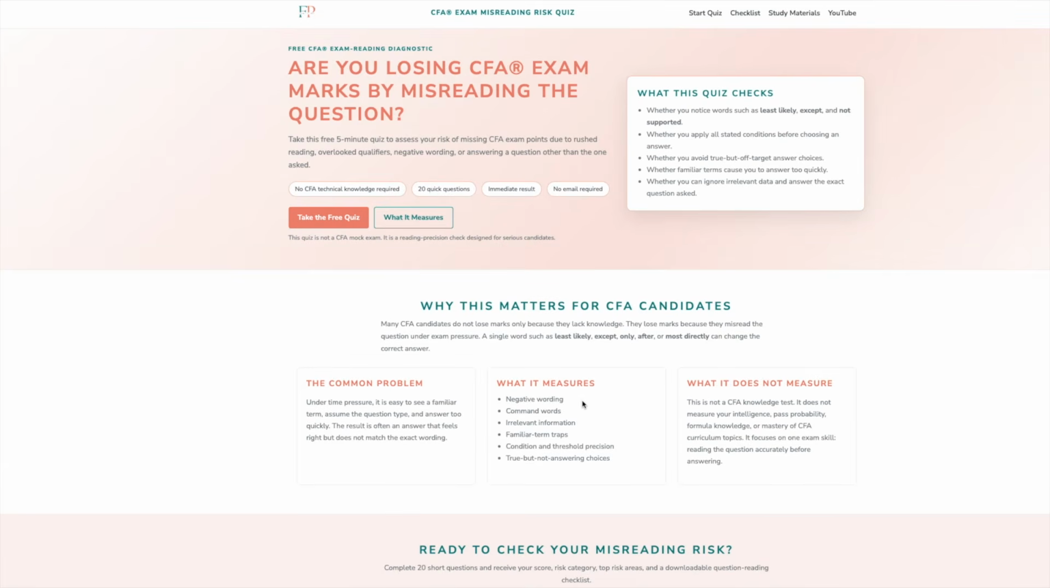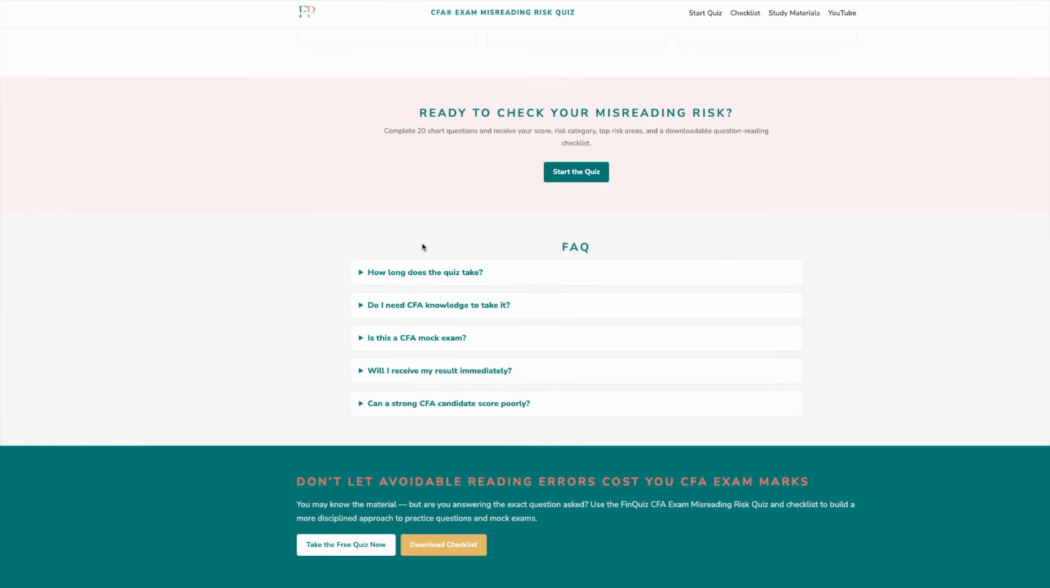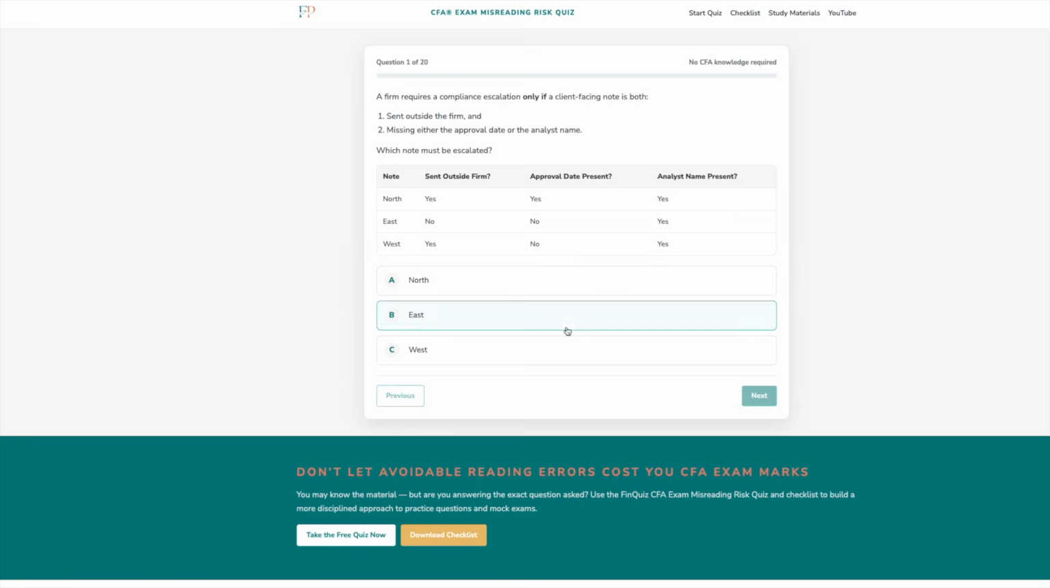And look, CFA candidates work too hard to throw away marks. You already have enough pressure with formulas, readings, ethics, financial statements, fixed income, portfolio management, the whole buffet. So don't lose points because one word in the question slipped past you.